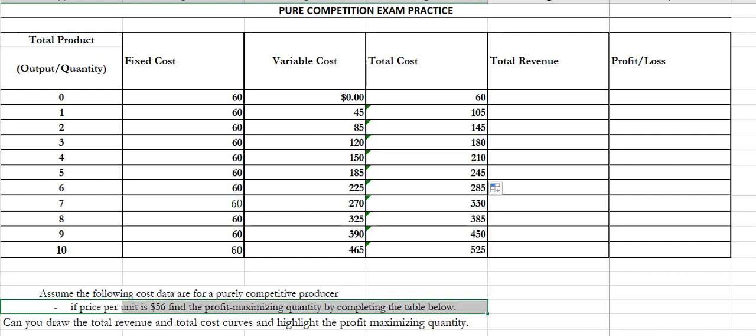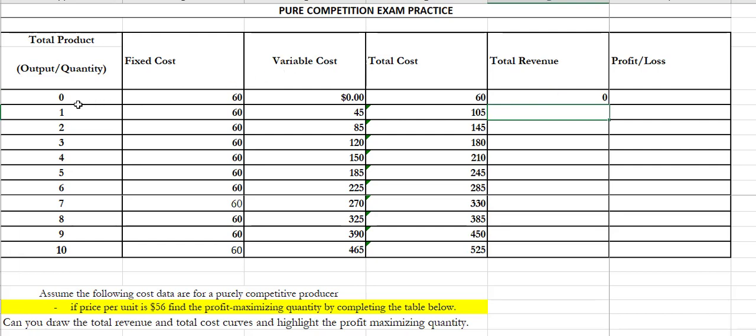So if it's a purely competitive firm, what does that mean? It means the price at every output level is the same. They're a price taker. So if they produce 0 amount of the good, how much money would they earn if they're not making anything? It would be 0.